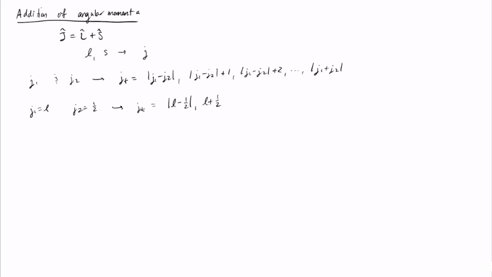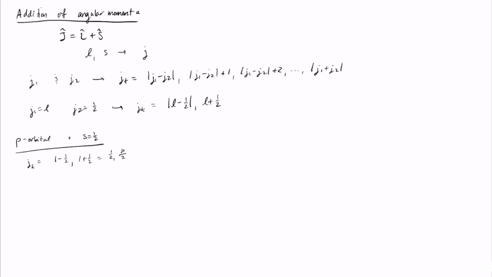Okay, so for example, if we combine a p orbital with the s equals 1/2 electron. A p orbital has L equals 1. So this means that we have two values of J total we could produce. The first will be 1 minus 1/2, and the second one will be 1 plus 1/2. So J will be either 1/2 or 3/2.